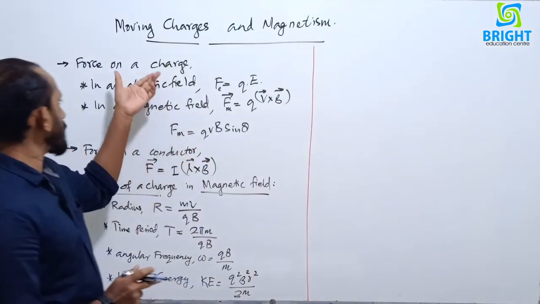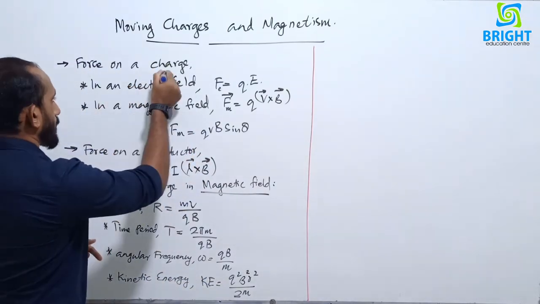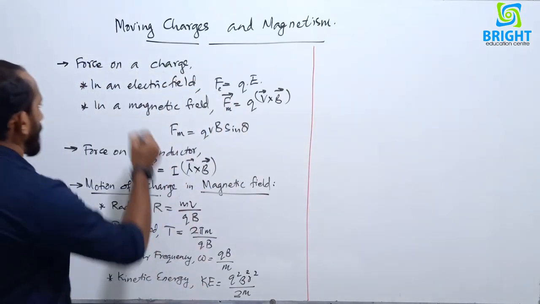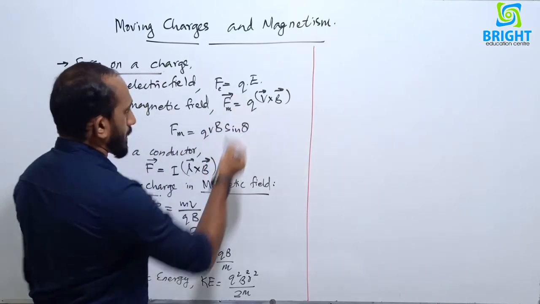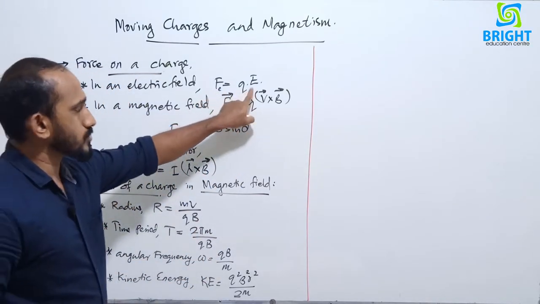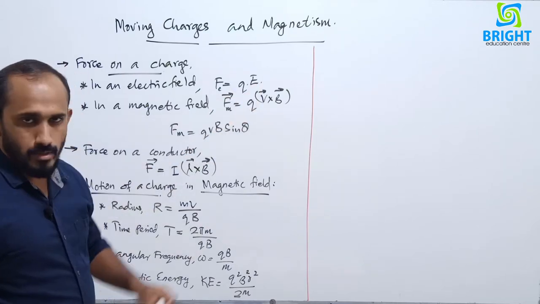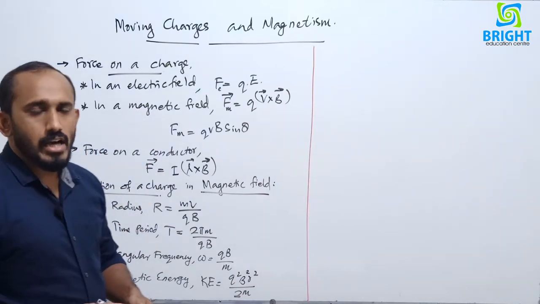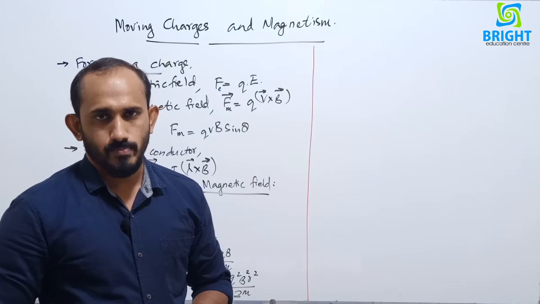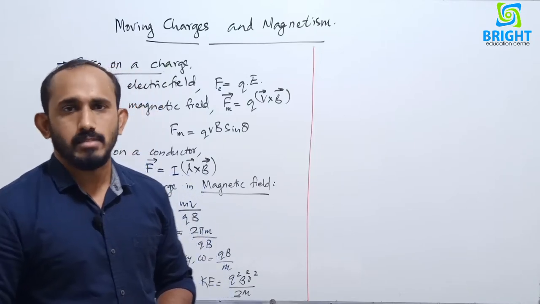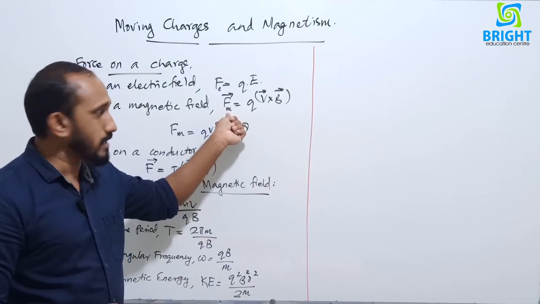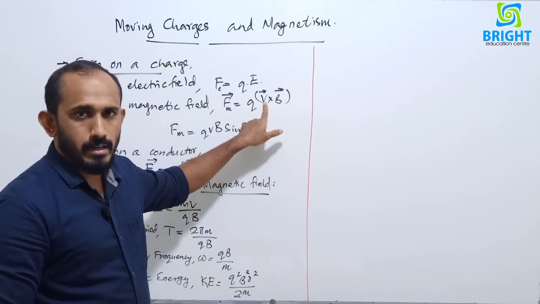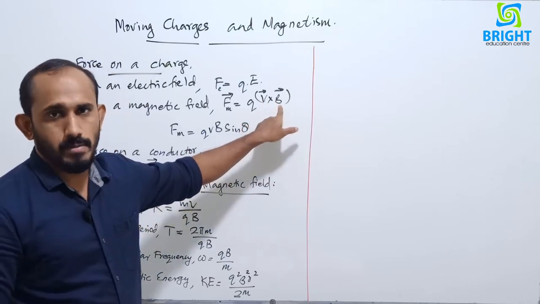See, the very first concept you should know is the force on a charged particle. In an electric field, it will be F is equal to Q into E. This equation we get from force equals charge into intensity of electric field E. And in a magnetic field, if the charge is at rest, there is no force. But if it is moving, then it will experience a force. Fm, the force in a magnetic field, is equal to Q into V cross B, where V is the speed of the particle and B is the magnetic field intensity.